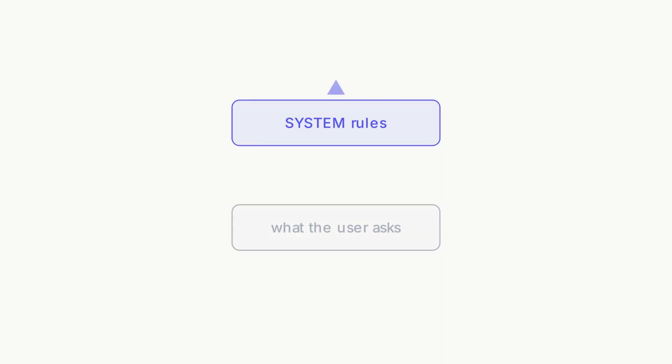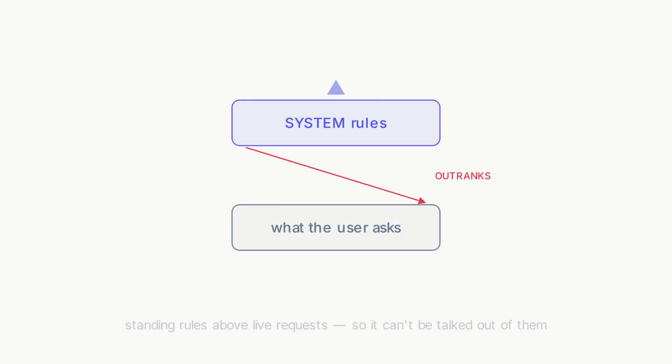And here's a subtle, important point. What happens when your request conflicts with the standing rules? In a well-built system, the system prompt wins. Its rules are meant to outrank anything you type. That ordering, standing instructions above live requests, is what keeps an assistant from being talked out of its own safety.